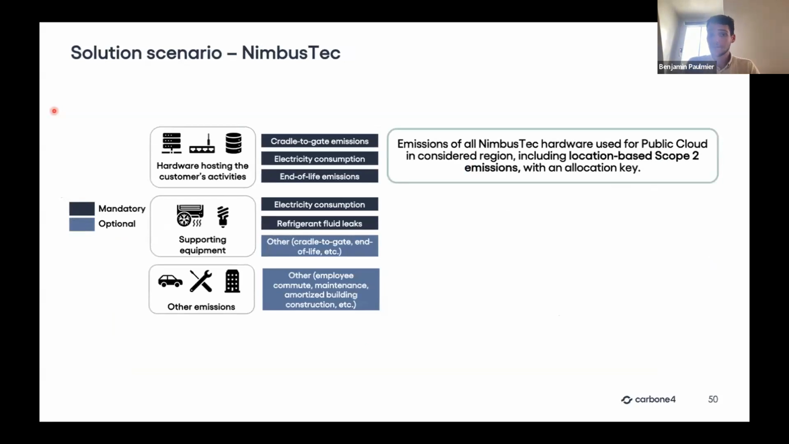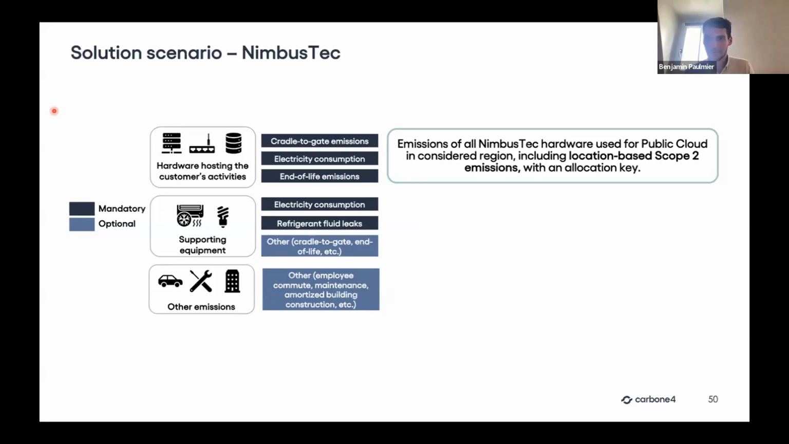We have our reference scenario emissions. Only thing left is to compute the solution scenario emissions. So for Nimbus Tech, as we mentioned earlier, we need to compute the cradle-to-gate electricity consumption and end-of-life emissions of the hardware. We also need to take into consideration fluid leaks and consumption of cooling equipment. And to do so, customer A uses public cloud services. They don't have their dedicated machines in a Nimbus Tech's data center. So what Nimbus Tech can do is simply consider all of the hardware that's used for the public cloud services in the considered region of France.